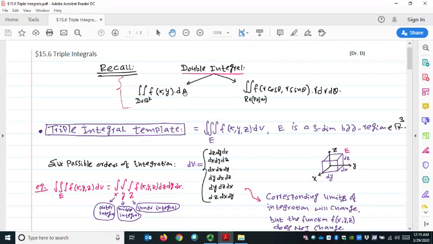Similarly, we define double integrals over polar regions. The double integral template in polar coordinates is the double integral of f of r cosine theta, r sine theta over a polar region R, and we integrate with respect to the area element in polar coordinates. The area element is simply r dr d theta.